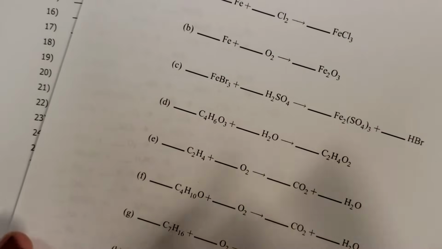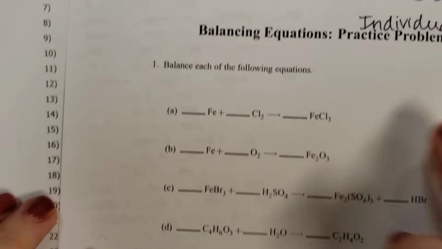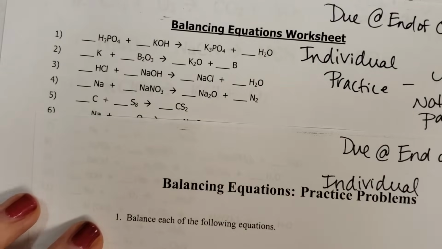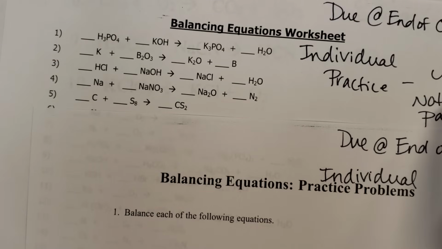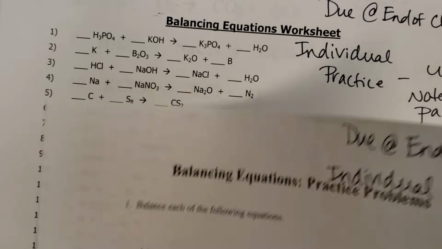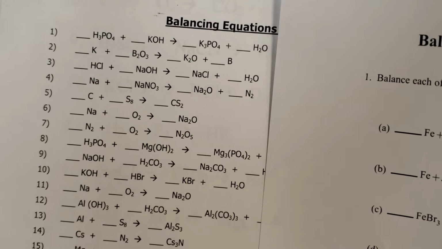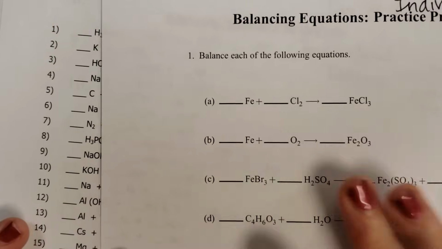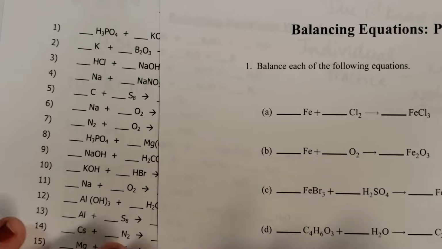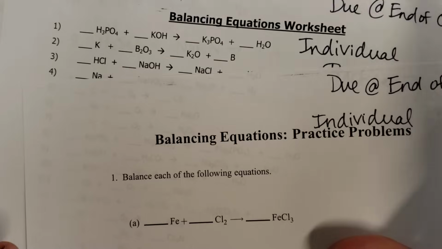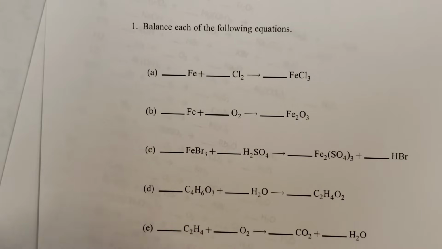This is a front and back worksheet. The balancing equations practice problems, and then on the other side there's more balancing equations. If you come across the same equations on both sheets, then you only have to do it one time and you can just fill it in on the other one. Okay? These, you're going to need notebook paper to do them. You can just fill in the answers here, but you are going to need notebook paper. And these are due by the end of class. Thanks.